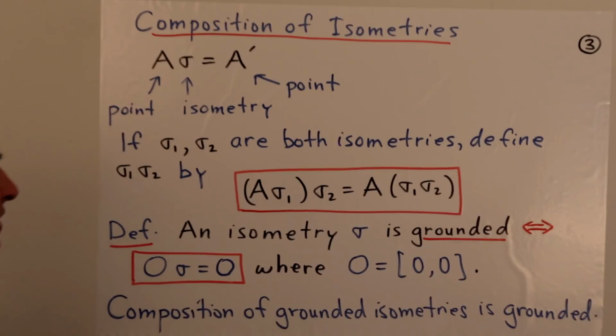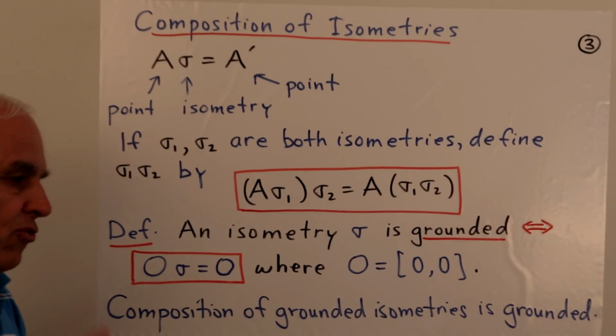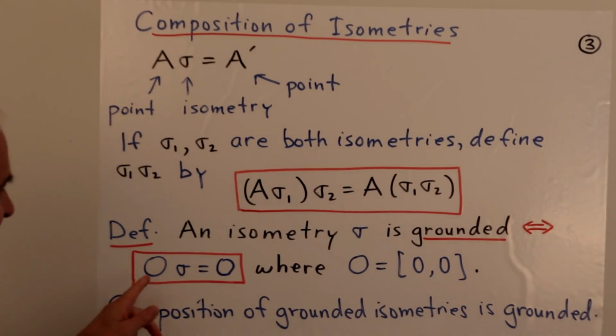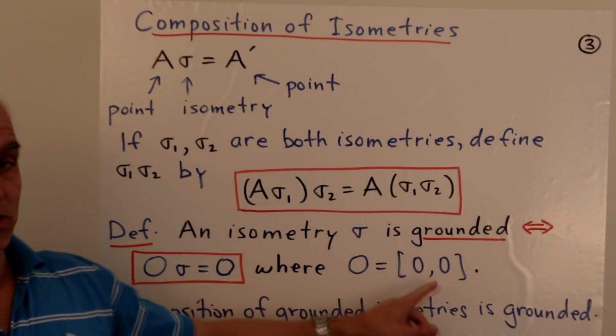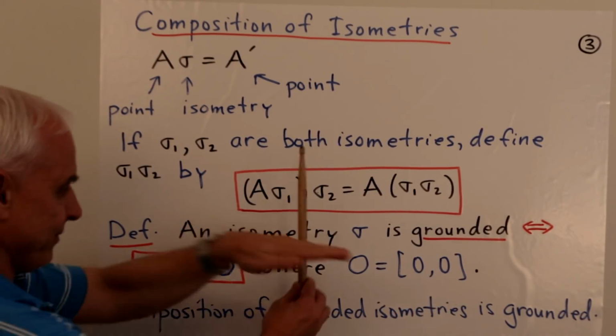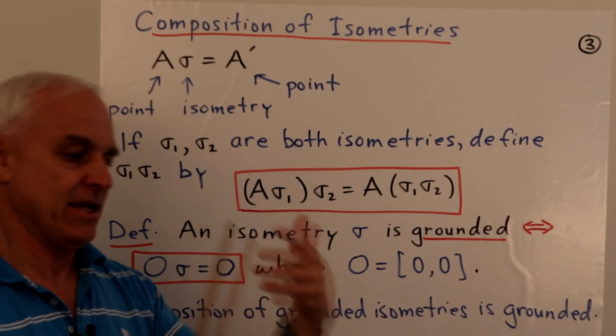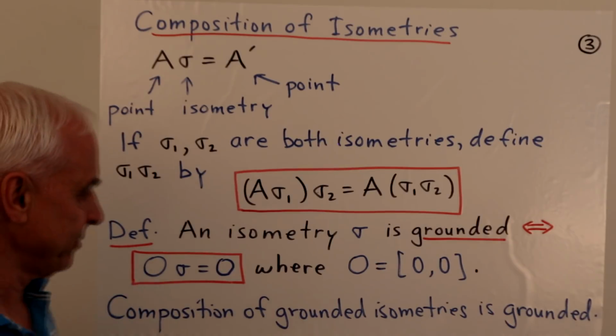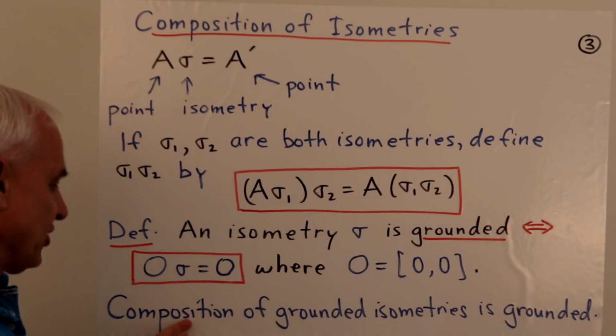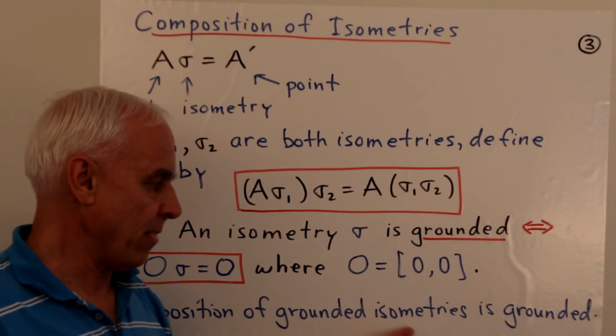Somewhat novel definition. Let's say that an isometry sigma is grounded precisely when sigma O equals O, where O is our origin. So if the origin is preserved under an isometry, we'll say the isometry is grounded. And then it's obvious that the composition of grounded isometries is grounded.